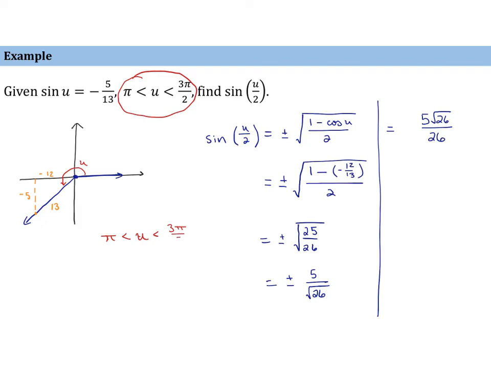So let's take our interval and let's divide each quantity by 2. So this tells us that u over 2 is between pi over 2 and 3 pi over 4, which means that u over 2 is in quadrant 2. And sine of an angle that's in the second quadrant is positive. So we will use the positive version of our answer.